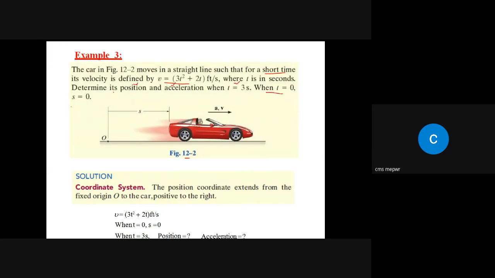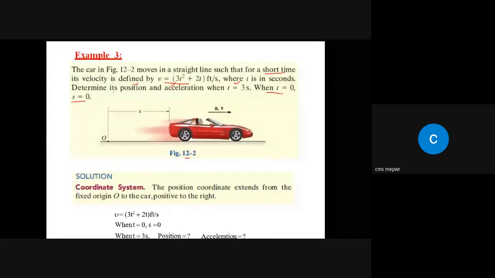So again, the boundary condition, the initial conditions are given. When t is equal to 0, s was 0. What you need to do, when t becomes 3 seconds, you need to find out the position and the acceleration. So it's very much self-explanatory. You are given the velocity. To find the acceleration, take its derivative; to find the position, take its integral.